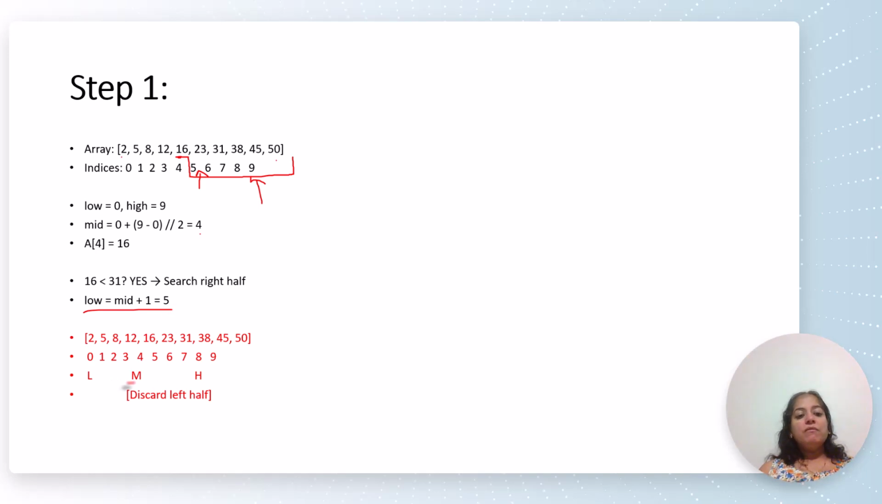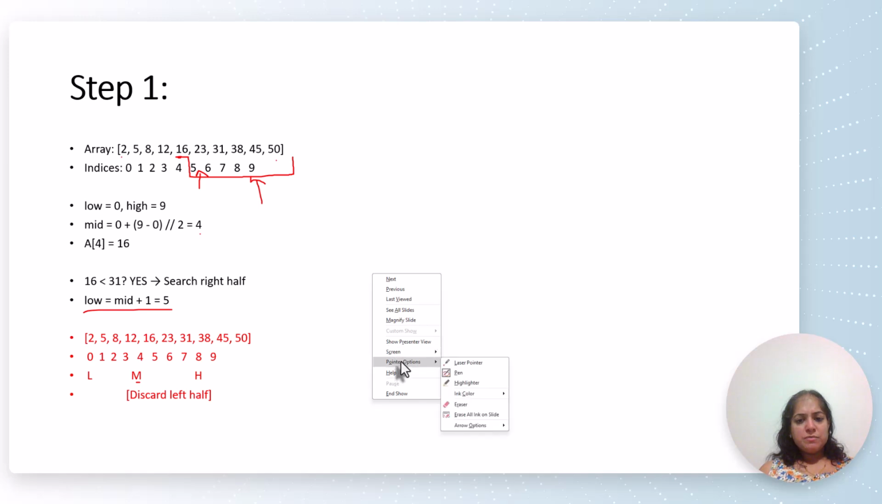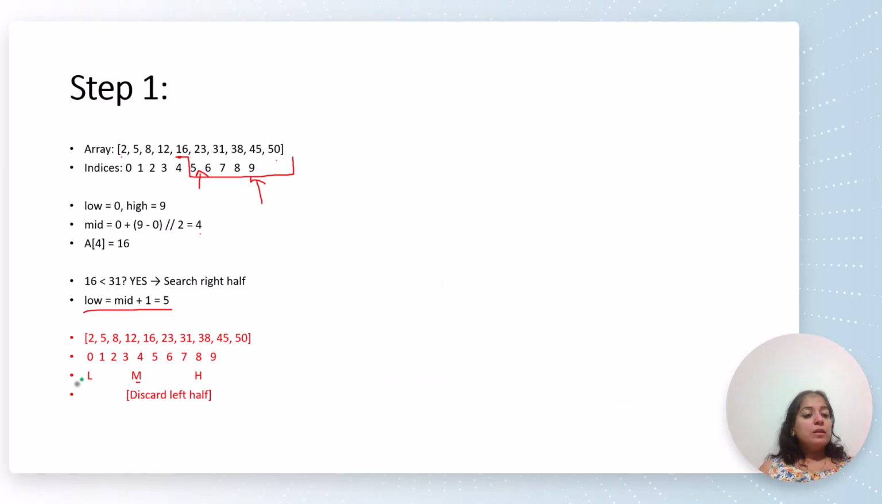This is the middle element. Just a minute, let me change the color. Yeah. So this is the low, this is the high, and this is the middle element. We are going to discard the left half because my element is not present there, and we are just going to check the element in the right half.